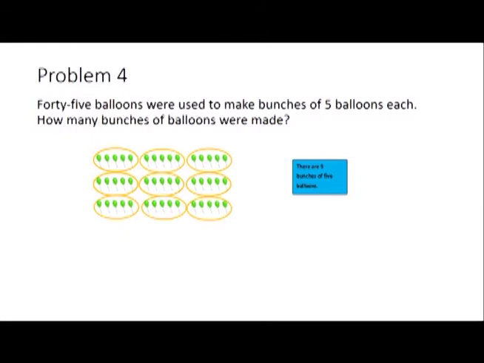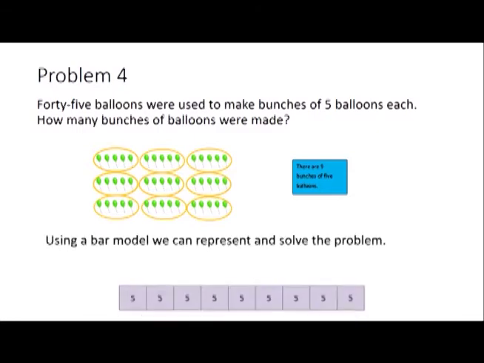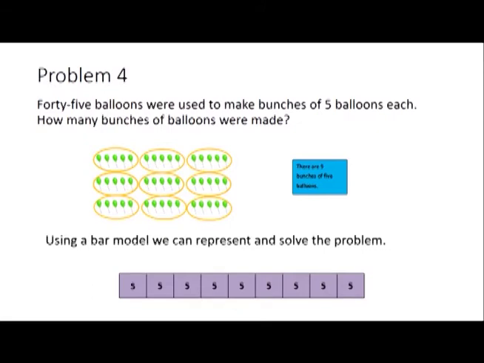So there I have my 45 balloons. I know how many balloons are going to be in one bunch, which is 5. And what am I asked to find? I'm asked to find how many bunches of balloons. So once I draw my diagram, I'm seeing that there are 9 bunches of 5 balloons. So just drawing my diagram has helped me to solve the problem. Again, I can use a bar model to represent it and solve it. So there's my bar model with 5 repeated 9 times.